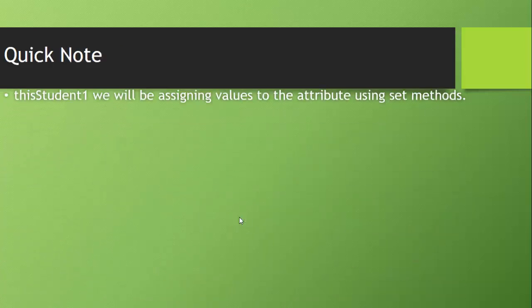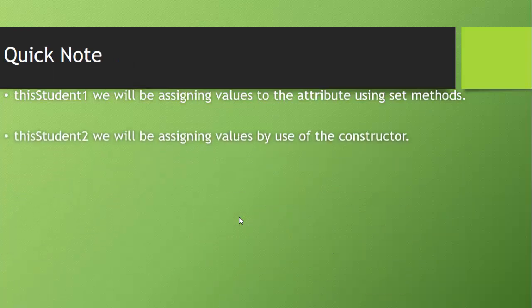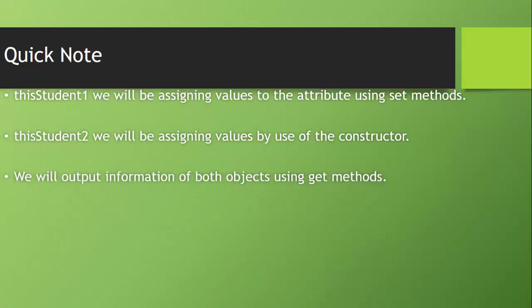Now, quick note. For student one, we're going to be assigning values to the attributes using what are called set methods. For student two, we're going to assign values by use of the constructor. That way, no matter where you are, you can learn both how to use set methods to set values to those attributes, or you can do it by the constructor. You need to know how to do both of these, so we're going to do both of those in this video. Now, we're going to output the information of both objects using get methods. So you'll see all that today. So let's go ahead and let's start coding.